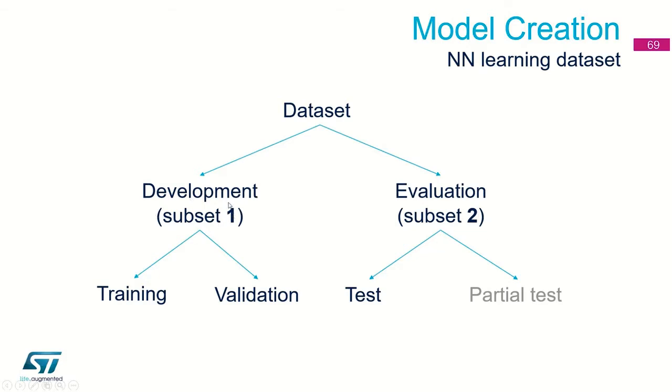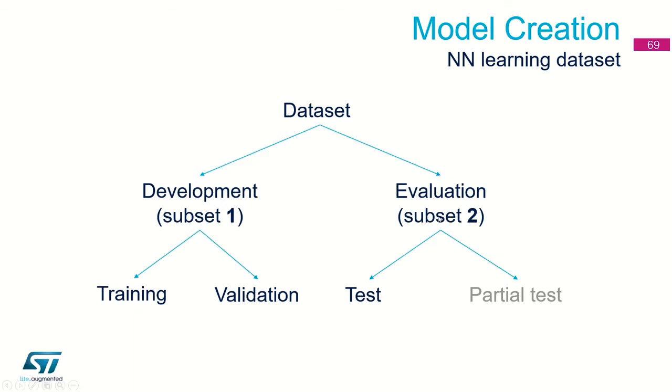The development dataset, taking the school example, is the material for the lecture. So we have the lecture, and after, let's say, the school period, we have a kind of validation test. But what is the main feature of this period test? That the material is known, because the teacher said to the pupils that during the test we will go through the already learned material. The evaluation data, subset number 2, is used for testing the neural network. And the main feature of the evaluation dataset is that it has not been presented to the neural network during the development, during the learning.